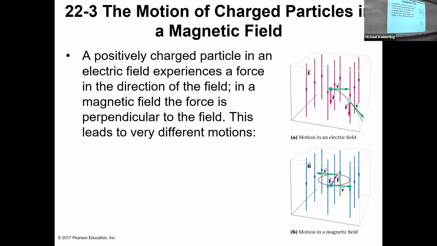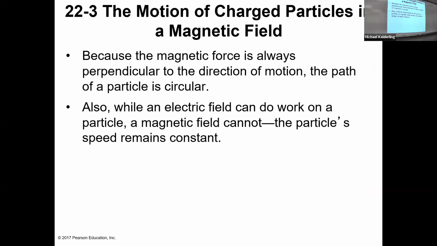In a constant electric field, the particle gets accelerated in the direction of the electric field. It moves that way. But because the force is perpendicular to a magnetic field, if you fire a particle in perpendicular to a magnetic field, it goes around in a circle. So electric fields drive particles in the direction of the field. Magnetic fields cause charged particles to circle around them. Because the magnetic force is always perpendicular to the direction of motion, the path of the particle is circular.